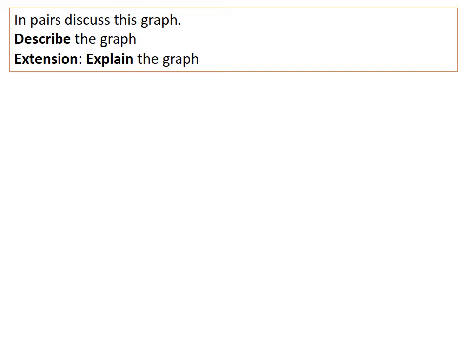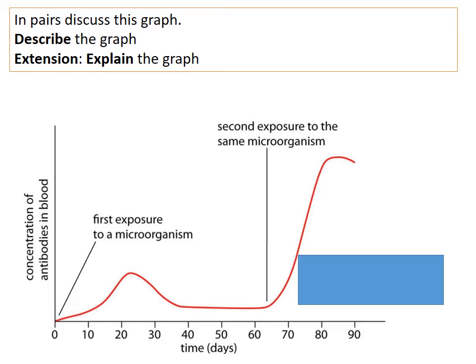Now, we've got a graph here. We did this in class, so I just want you to have a think about this again. What is this graph showing? So describe it, what's happening within these two sections, and then explain it. So, what are the differences and what does that mean? How does that link to what I've just said? So pause the video, have a go at doing that now. You can write that down or you can just do it in your heads.